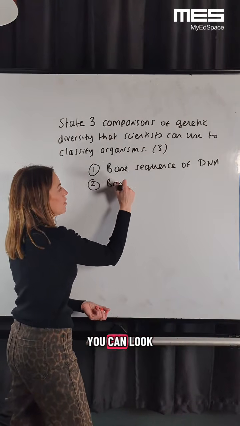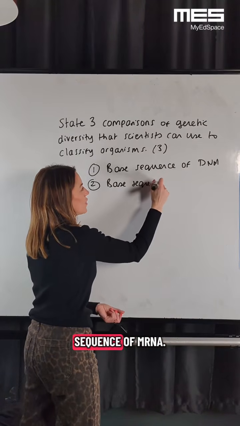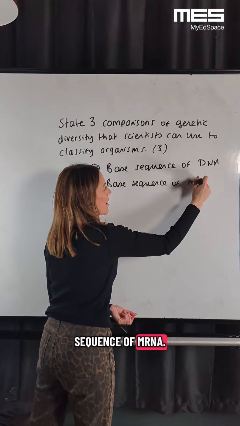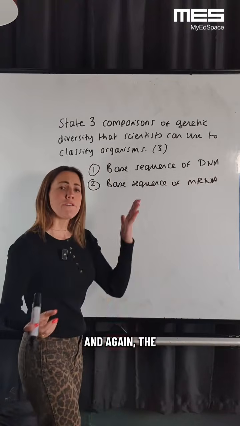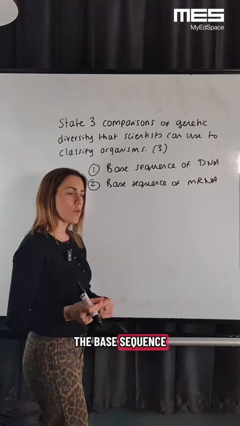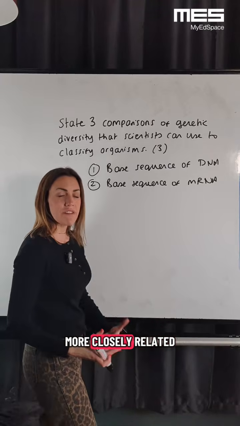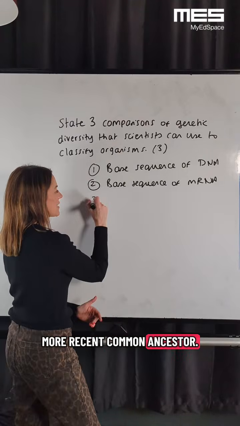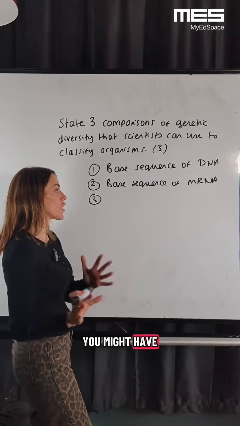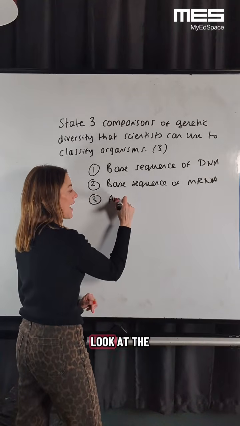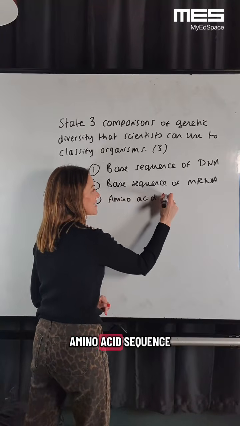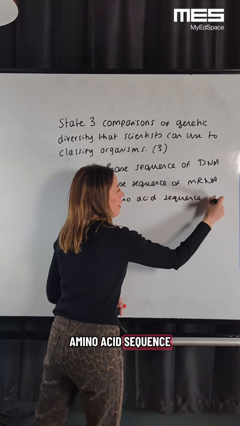Similar to that, you can look at the base sequence of mRNA. And again, the fewer differences in the base sequence, that's suggesting they're more closely related or shared a more recent common ancestor. The third one you might have forgotten about, but you can look at the amino acid sequence of a protein.